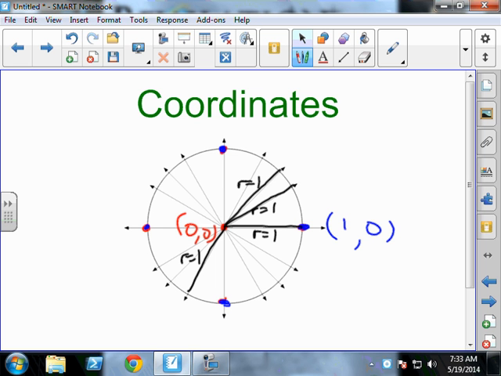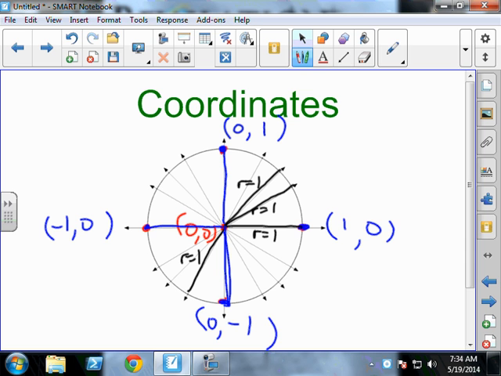If we go to the left of the origin and go across here, we're at -1, 0. If we go to what I call the North Pole, from 0, 0 we didn't move horizontally, so it's 0 something, and we went up 1 unit, so we're at 0, 1 up there. If we go to the South Pole, again we didn't move horizontally. We're at 0 something. We moved down 1 unit from 0, 0. We're at 0, -1.